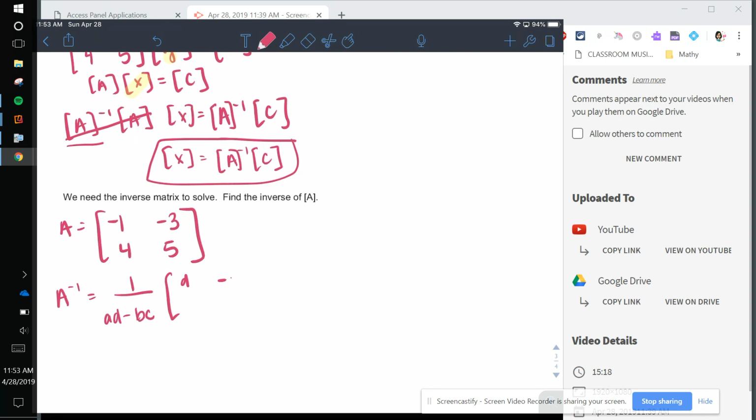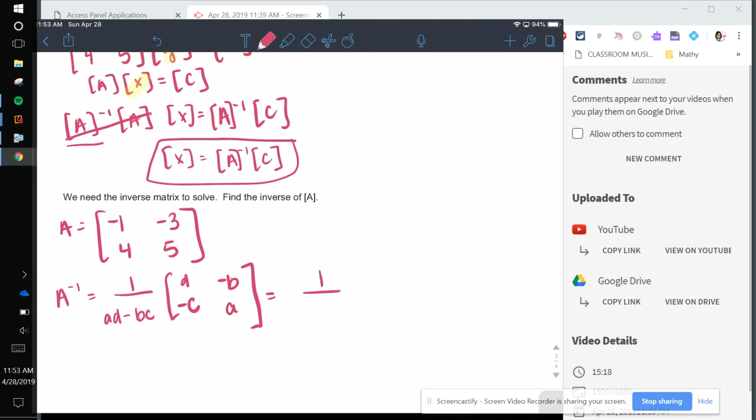wait, double check. Yeah, negative B, negative C, and A. Okay? So the next thing we're going to do is go ahead and start plugging in the values.